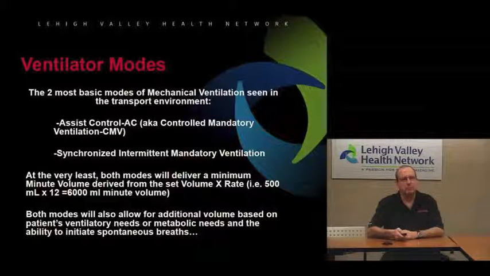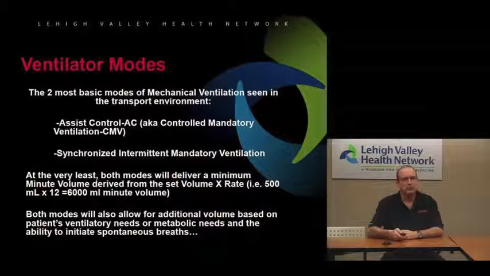At the very least, both modes will deliver a minimum minute volume, and the way it gets to minute volume is your set volume, mainly your tidal volume, times your rate. So like on the slide here, we have a tidal volume of 500 selected on the ventilator, and this could be either an assist control or SIMV, and then times the rate of 12 will give you 6,000 milliliters per minute of minute ventilation.